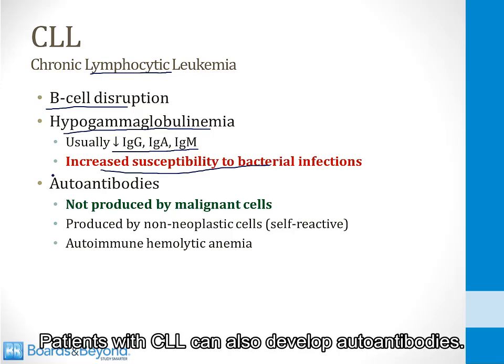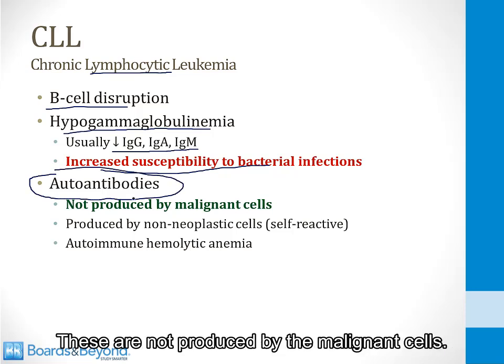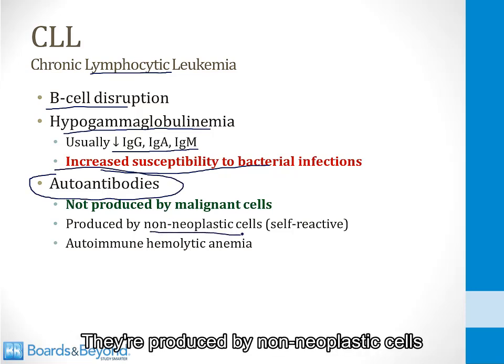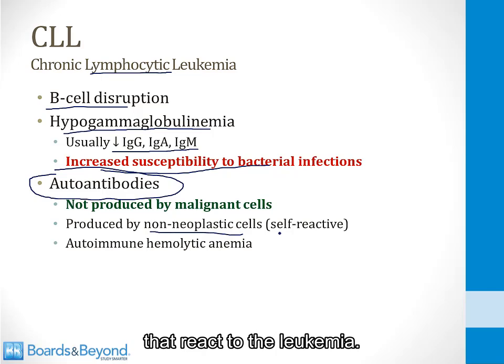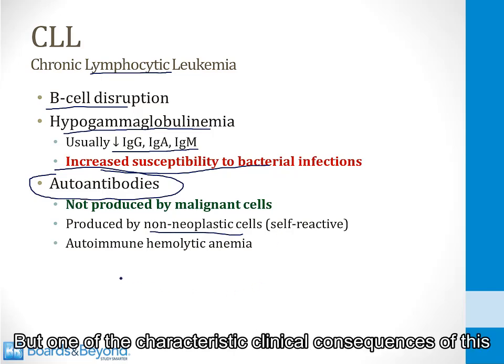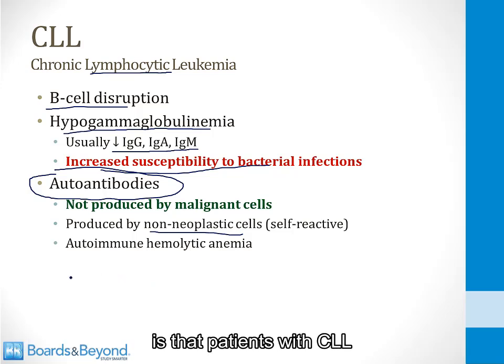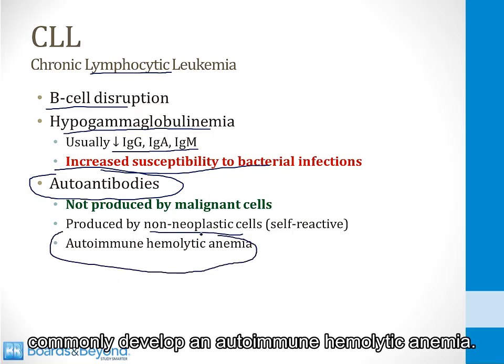Patients with CLL can also develop autoantibodies. These are not produced by the malignant cells. They're produced by non-neoplastic cells that react to the leukemia. But one of the characteristic clinical consequences of this is that patients with CLL commonly develop an autoimmune hemolytic anemia.